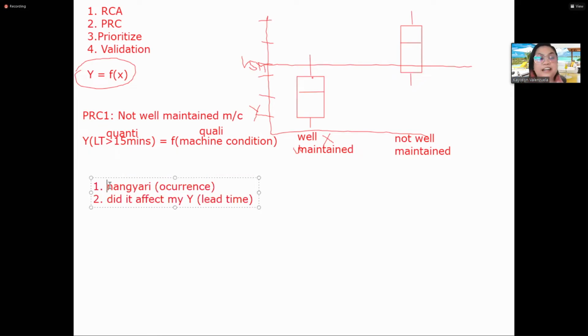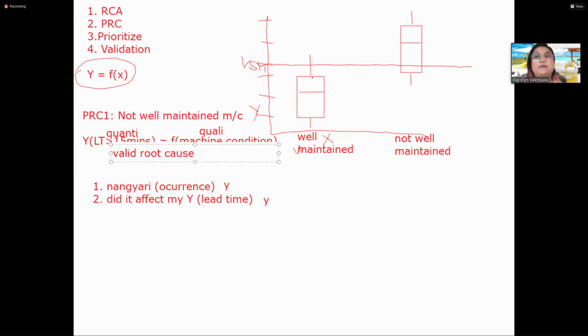So una, nangyari ba siya? Yes, kasi meron akong data na nakuha. Did it affect my Y? Yung lead time ba ito tumaas nung nagbago yung machine condition? Nung well-maintained, ito yung lead time niya. Nung not well-maintained, tumaas yung lead time niya. So, the answer for these two, yes. So, in effect, ang result nito, this is a valid root cause. Tama?